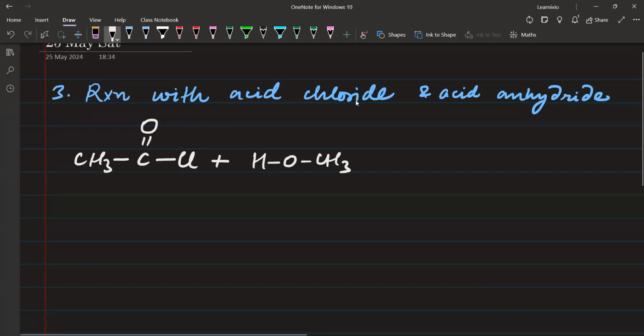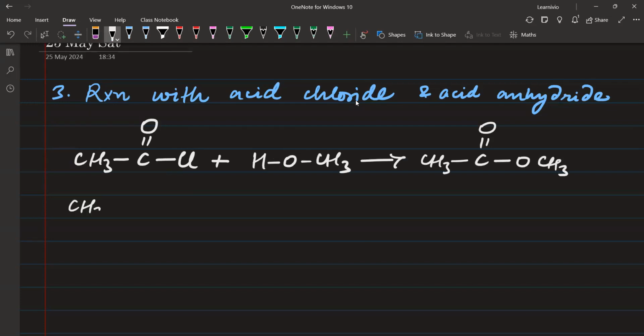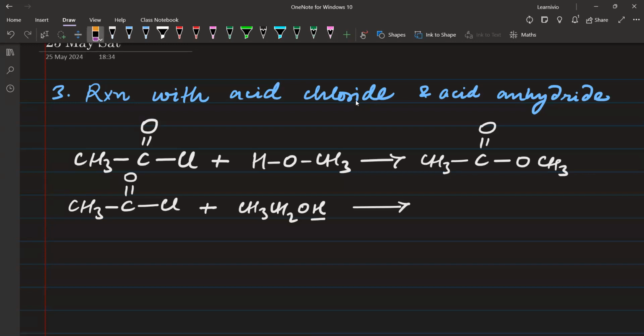Okay. For example, one more example, please see. Don't write now, please see and try to understand what is happening. This will always be CH3 double bond O Cl, plus let's suppose you have CH3 CH2 OH. So what will happen? From here the hydrogen will leave and from here the chlorine, and oxygen will get attached to the carbonyl carbon. This will be as it is: CH3 C double bond O, then you will have oxygen CH2 CH.